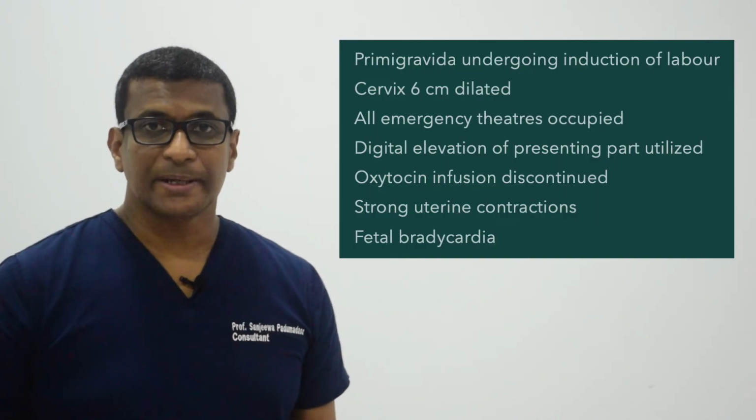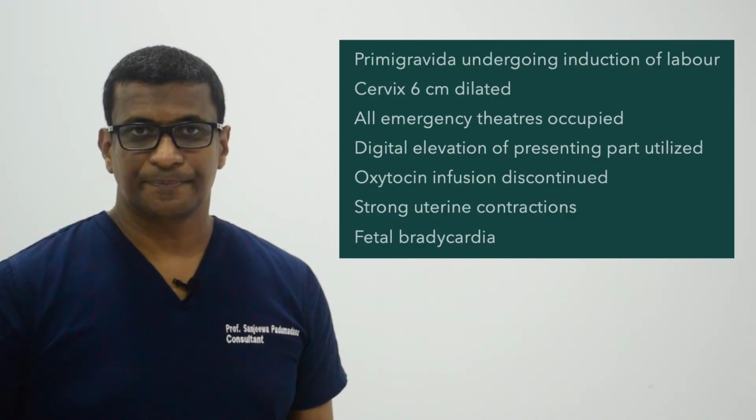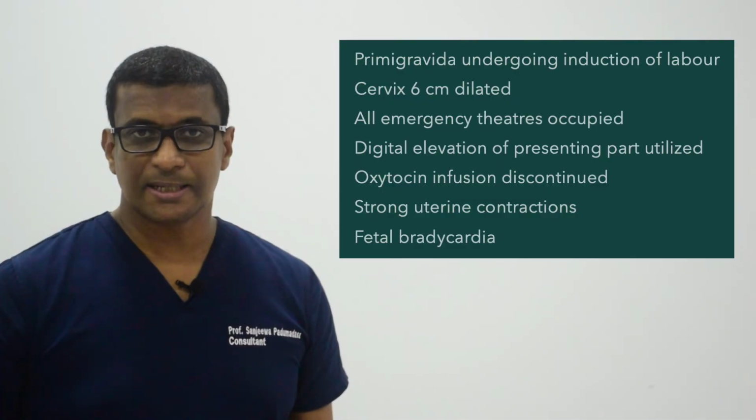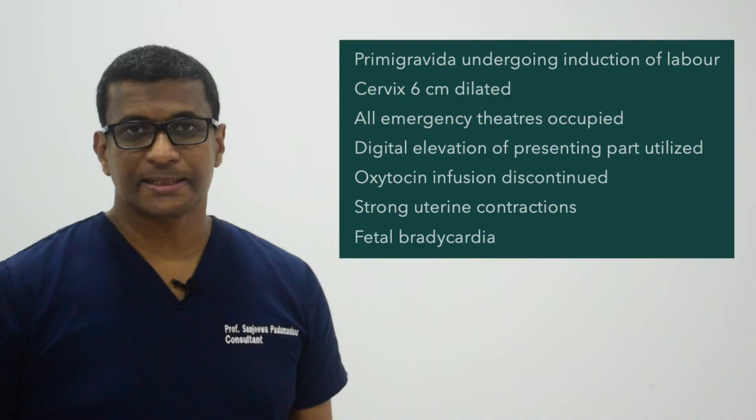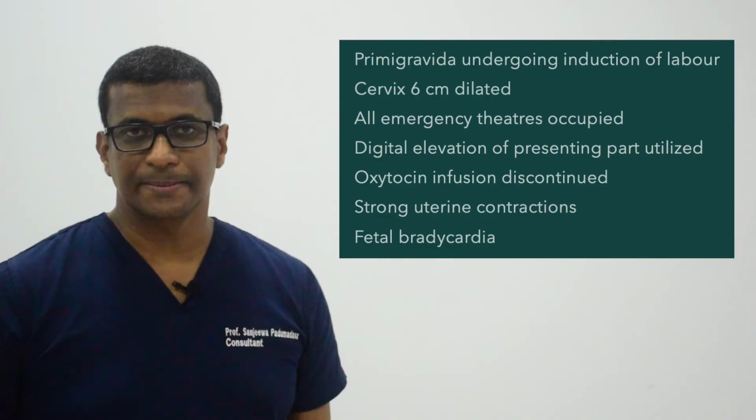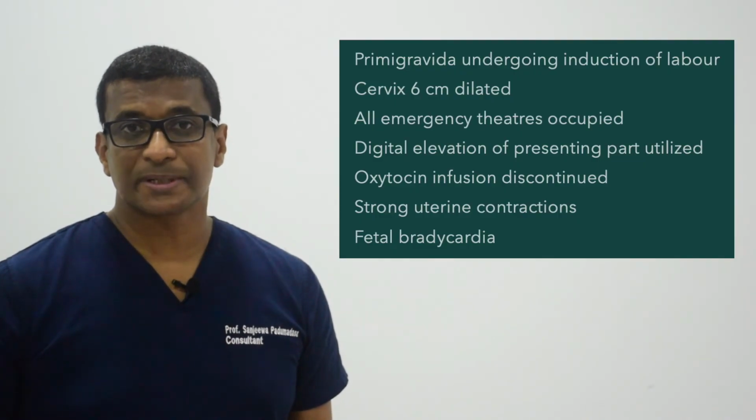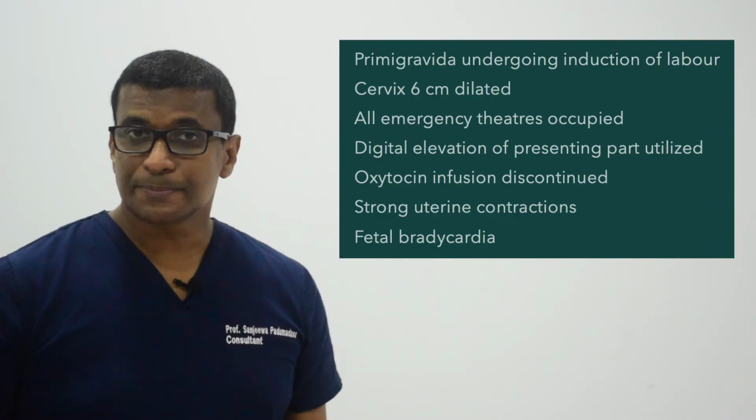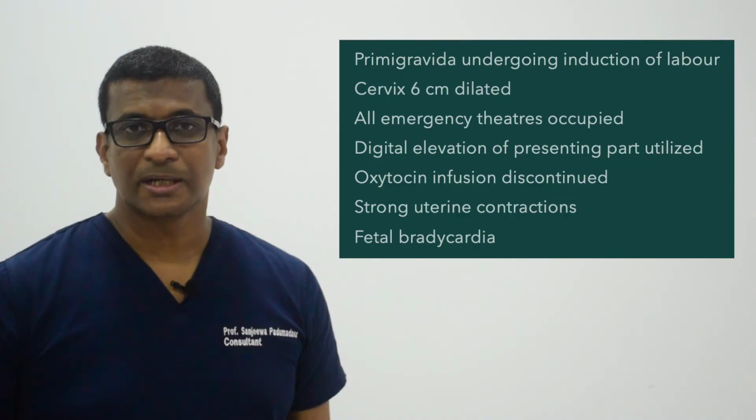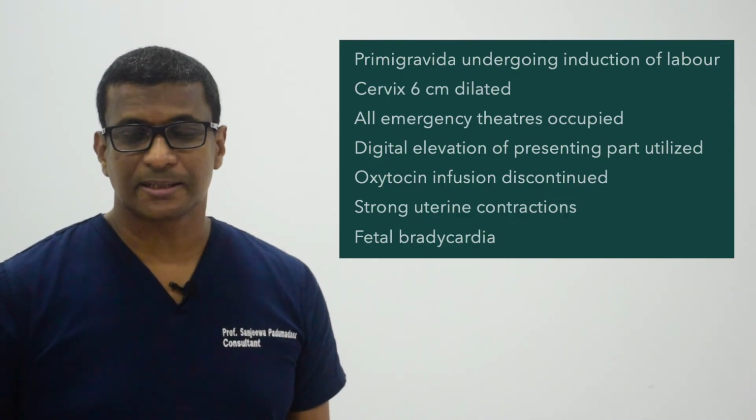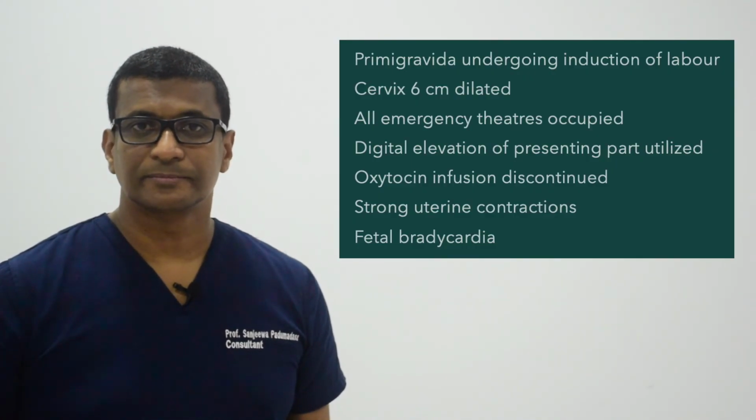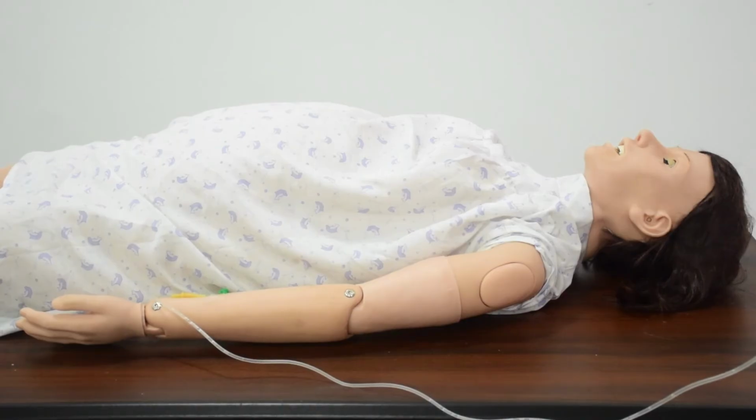Cord prolapse in a primigravida undergoing induction of labor. The cervix is 6 cm dilated. All emergency theatres occupied at least for a further 30 minutes. Digital elevation of presenting part utilized. Despite discontinuing the oxytocin infusion, she is getting strong uterine contractions. There is fetal bradycardia. What would you do? In this case, acute tocolytics, for example, 0.25 mg of subcutaneous terbutaline has a place.